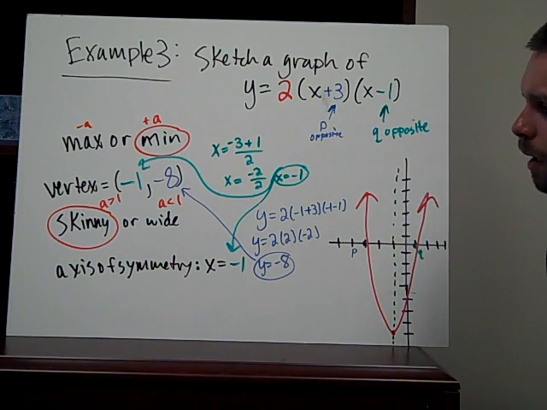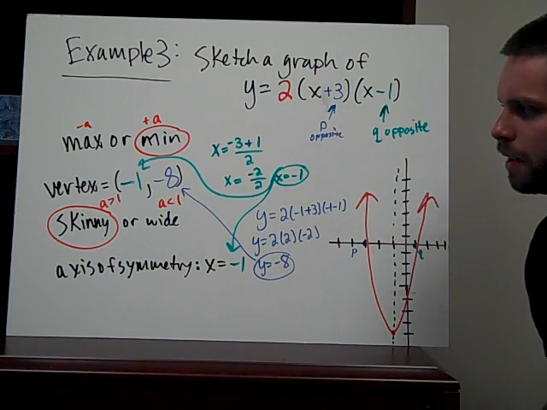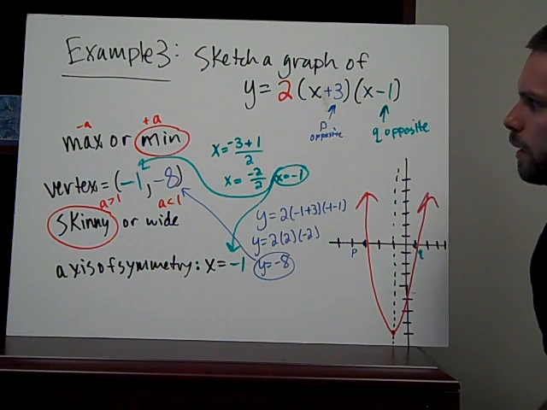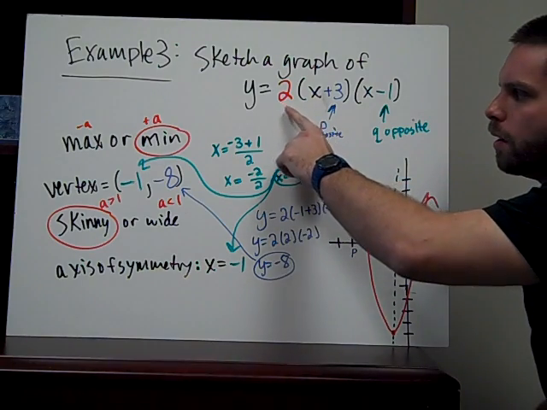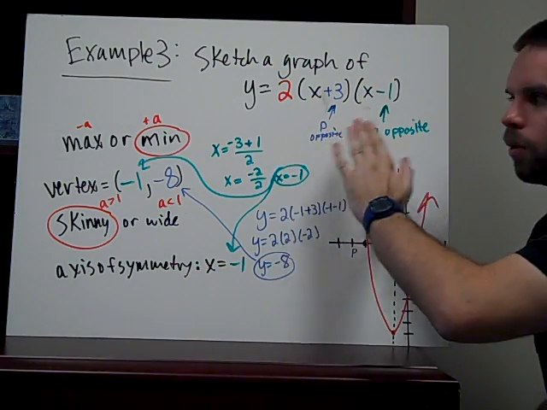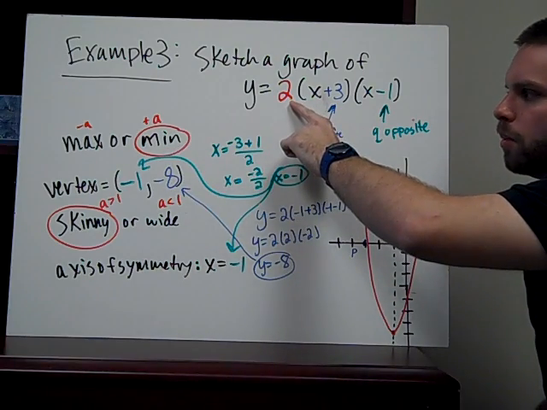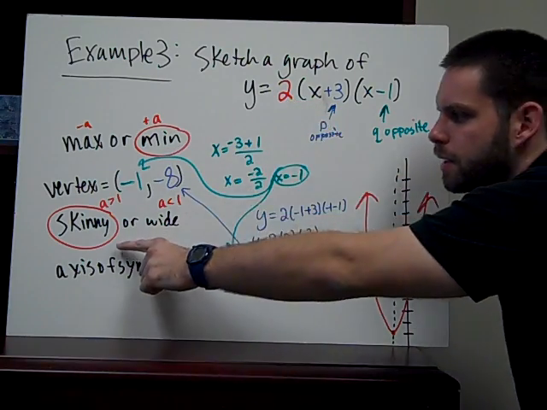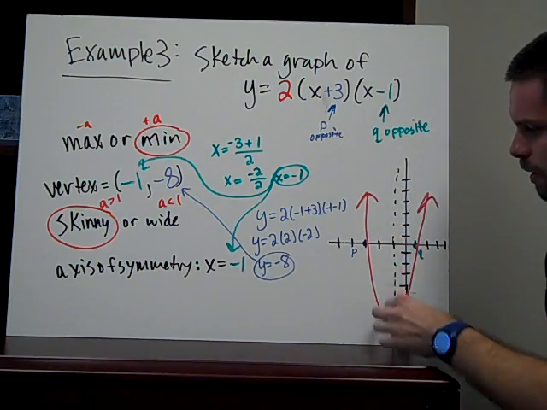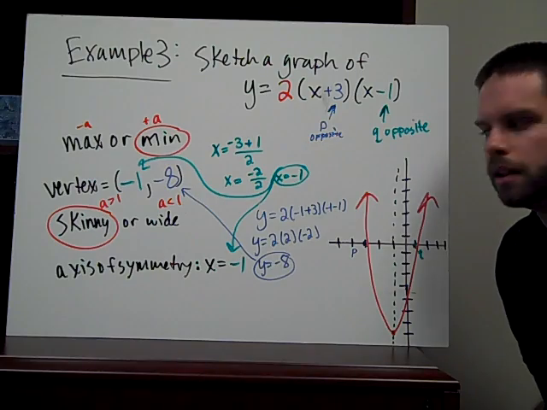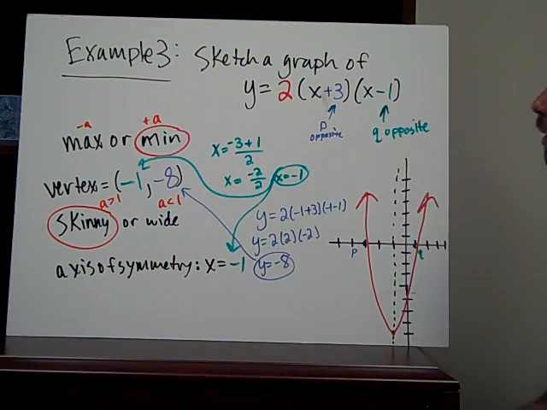Intercept form is a little bit more complicated. I mean, just kind of the way it is, but it's still not too bad, hopefully. This 2 is still our A, even though it's a different form of the graph. That still tells us it's a minimum because it's a positive number, and it's skinny because it's greater than 1. So you notice that this graph looks quite a bit skinnier than the other two graphs that we did in examples before.